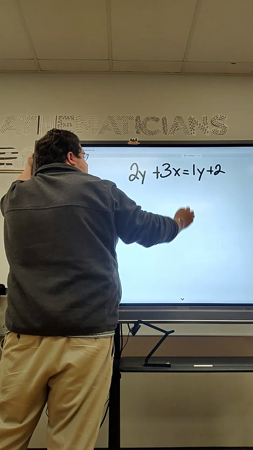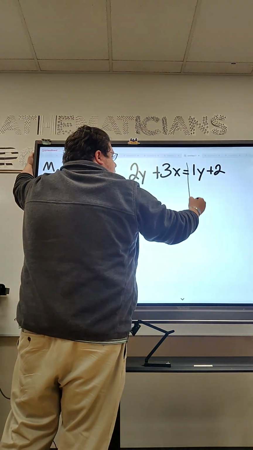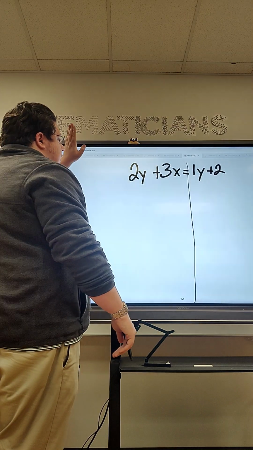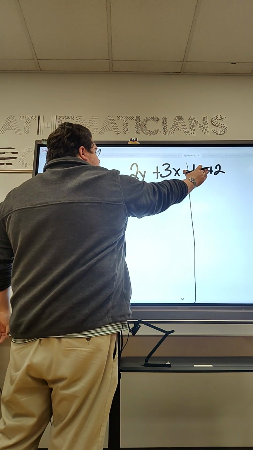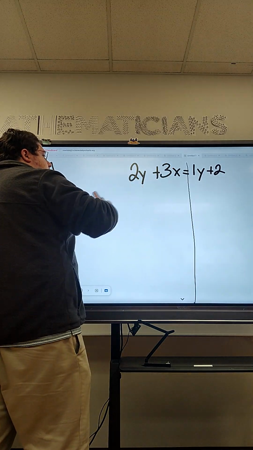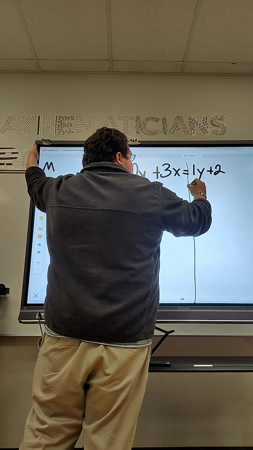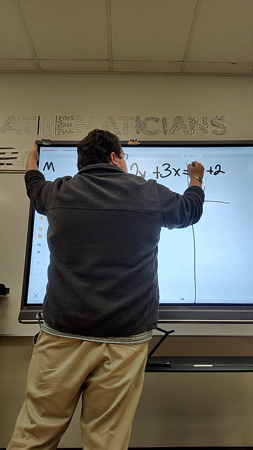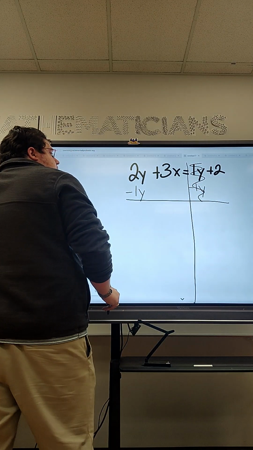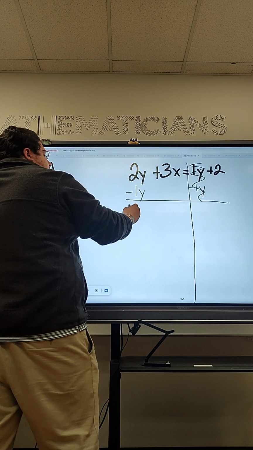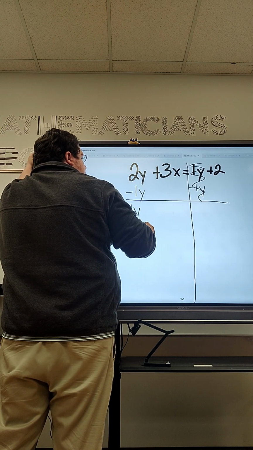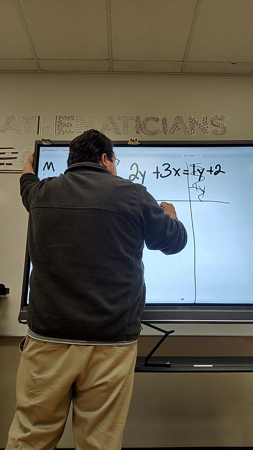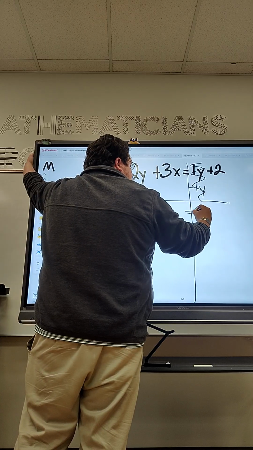All right, here's another example. Let's say I want y by itself for this problem. I see 2y on this side, 1y on this side. I need to get all of the y's on the same side. So I'm going to subtract this 1y to move it over. Now the 1y's are gone. 2y minus 1y is 1y. And then whatever I don't use, I can just rewrite. Plus 3x equals 2.